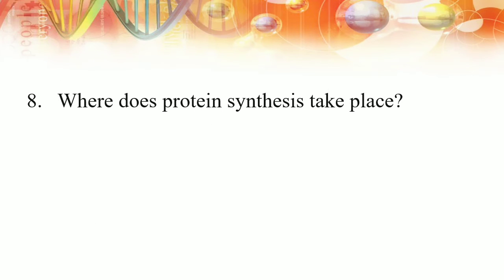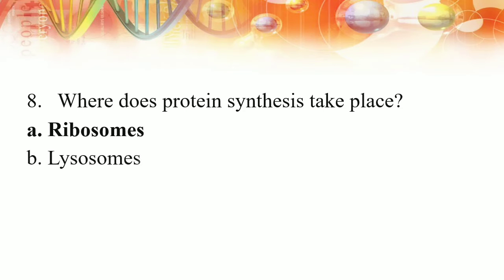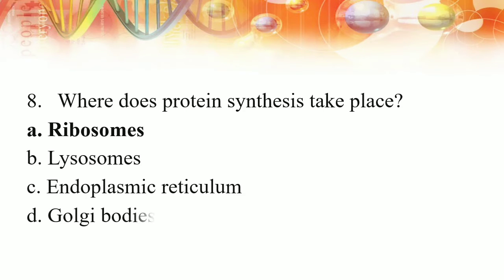Number 8. Where does protein synthesis take place? A. Ribosomes. B. Lysosomes. C. Endoplasmic reticulum. D. Golgi bodies. Golgi bodies or Golgi apparatus is responsible for transporting, modifying, and packaging proteins and lipids into vesicles. Endoplasmic reticulum is an enclosed passageway for transporting materials such as the protein synthesized by ribosomes. Lysosomes are garbage collectors in the cell. Ribosomes are capable of synthesizing proteins, so the answer is ribosomes, as it is where protein synthesis takes place.